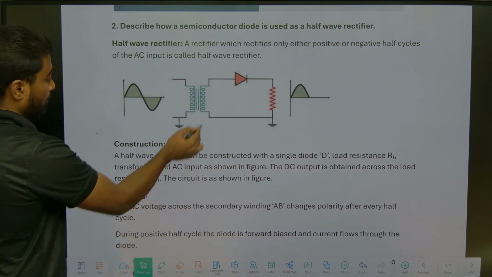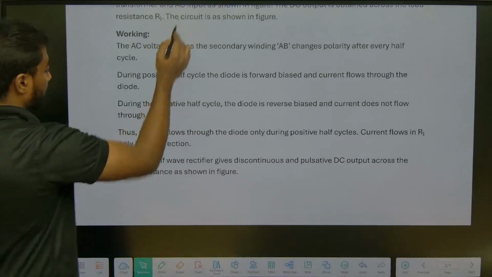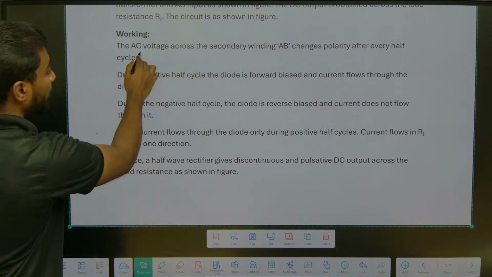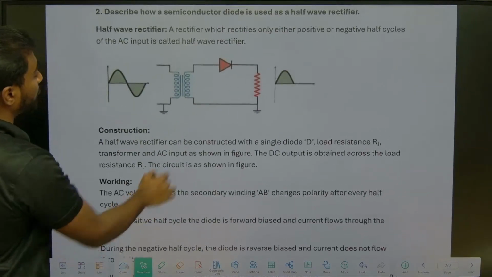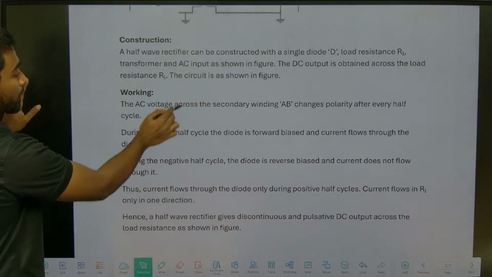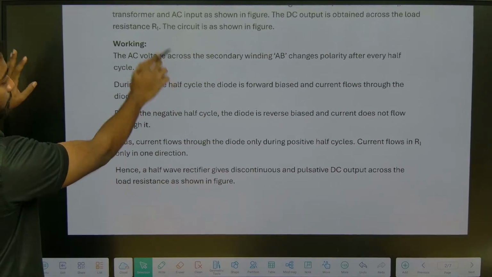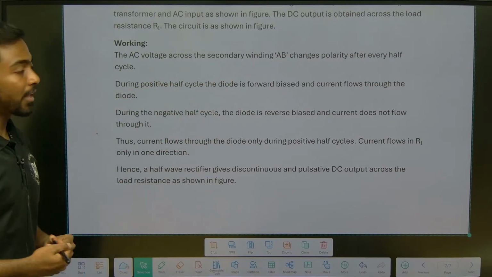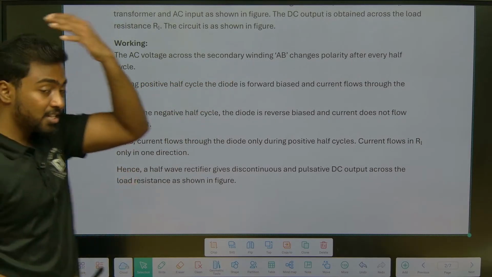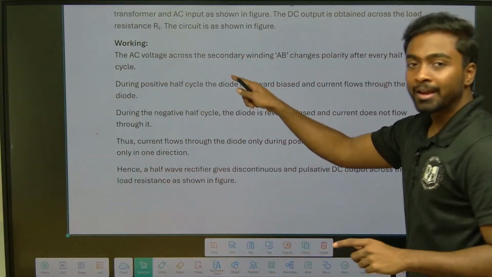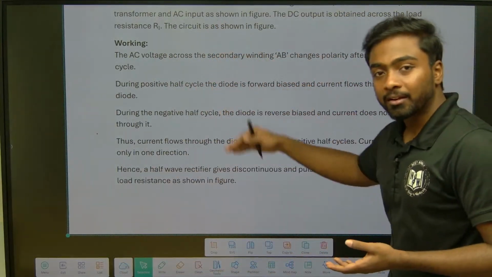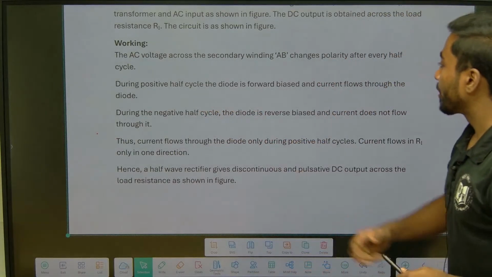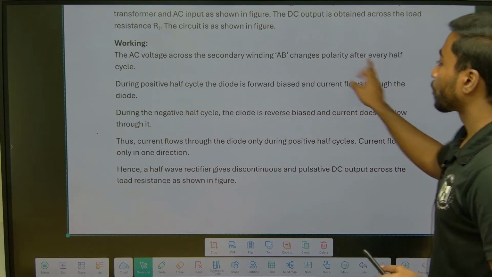When I talk about the working, the AC voltage across the secondary winding AB changes polarity after every half cycle. There is a primary winding and a secondary winding. When it goes positive, it changes the polarity; when it comes to negative, it changes the polarity. During the positive half cycle, the diode is forward biased and current flows through the diode.